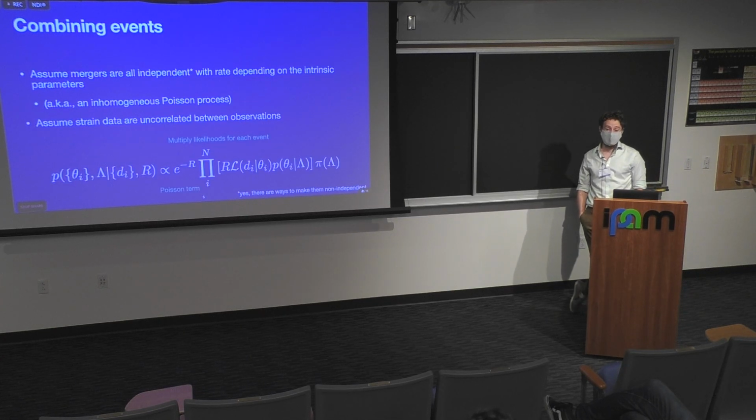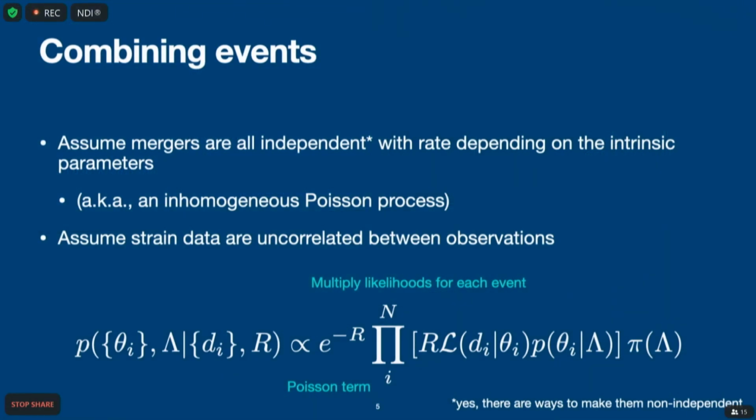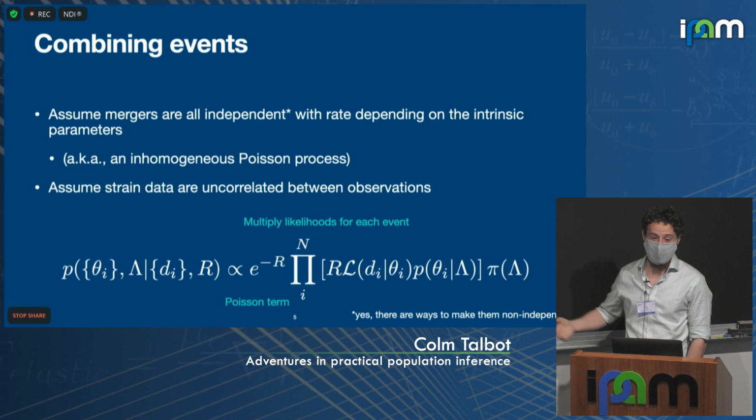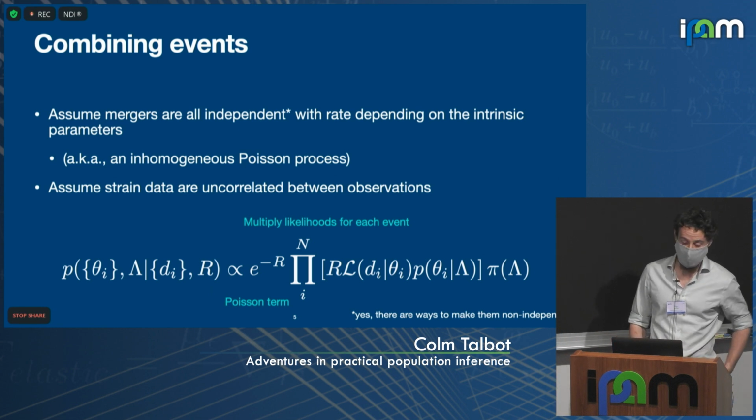So we have many events, we want to combine them. And so we generally assume that all of the mergers we observe are independent draws from some global distribution of compact binary mergers, and the rate depends on the specific intrinsic parameters. You might hear people say inhomogeneous Poisson process. That basically means that the rate of 30 plus 30 binaries is different from the rate of 5 plus 5 binaries. That's what makes it inhomogeneous. The rate changes with the mass and the spin and those kind of things. And it's a Poisson process because we assume it is, because it's a random process, and those all tend to be time of arrivals are Poisson.